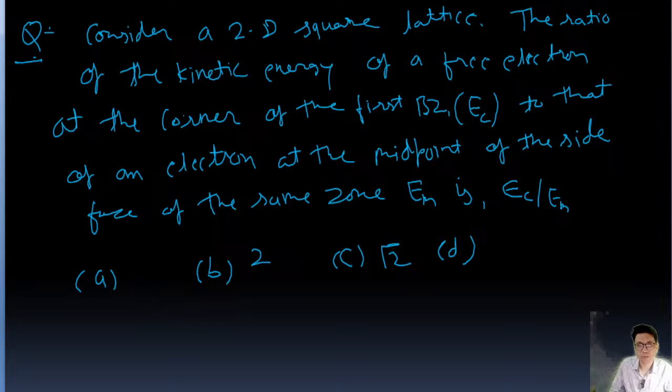So this is the question, guys. Very simple question. It is given to consider a 2D square lattice. The ratio of kinetic energy of a free electron at the corner of the first Brillouin zone to that of an electron at the midpoint of the side face of the same zone, EM. I'll explain it, very simple. I'll make a figure first. So this is the first Brillouin zone I'm going to make.